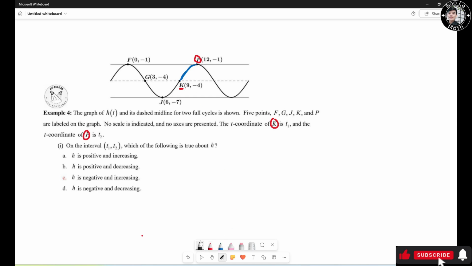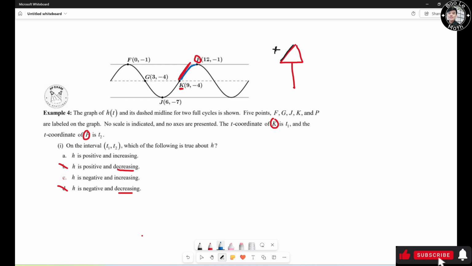Now, over this interval, the function is increasing, because if you draw a tangent line and you use the Christmas tree trick, if the lines go in this way, the slope is positive. And when the slope is positive, the function is increasing. So I'm going to eliminate B and D, because it says decreasing.